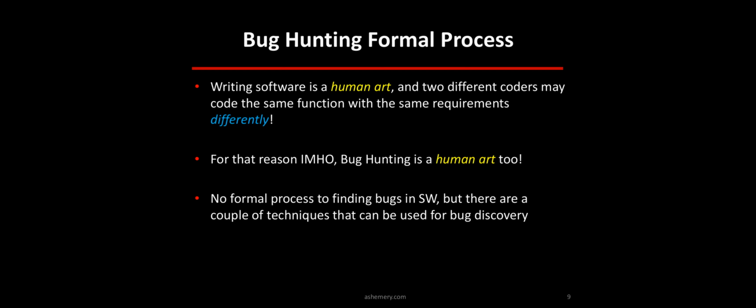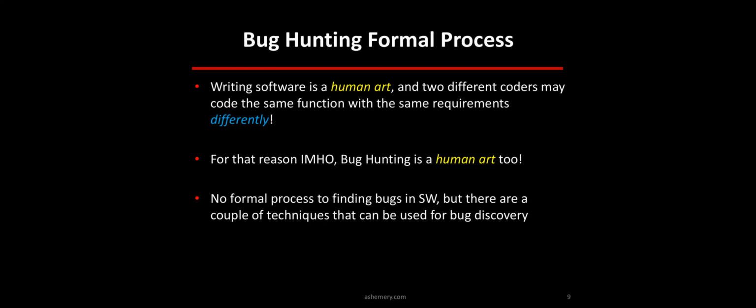So is there a formal methodology that if I follow, like if I say, go do 1, 2, 3, 4, 5, you'll get a bug, do it again, you'll get another bug, do it again, you'll get another bug? There's nothing like that, because at the end, I believe that software is a human art.